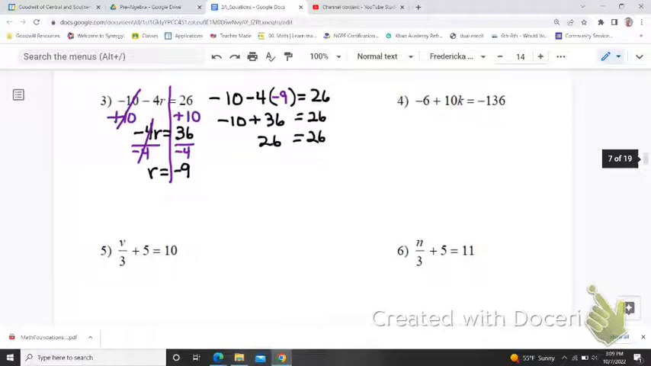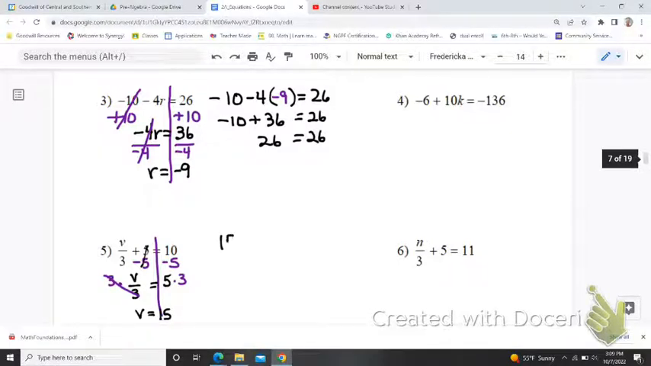5 and 6, those have fractions in them. So we're still going to undo our addition or subtraction first. So I've got an add 5, so I'm going to subtract 5 from both sides of this equal line. So v over 3 now is equal to 10 minus 5 is 5. And then to get rid of division, we need to multiply. So I'm going to multiply this side by 3 and this side by 3. Remember, this makes 3 over 3, which is 1, so they cancel out. And then 5 times 3 is 15.